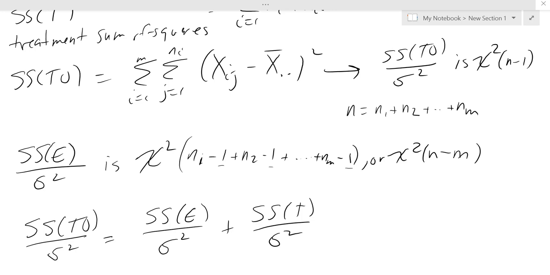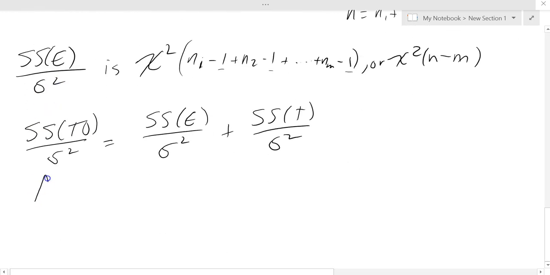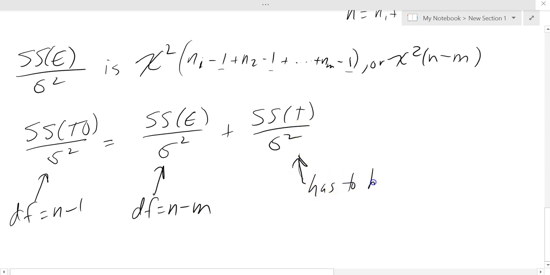So how many degrees of freedom is this going to have to make everything match? M minus 1. Yeah, exactly. This has n minus m, so this will be n minus 1. Can you say that again? Yep. This degrees of freedom is n minus 1, this degree of freedom is n minus m, so this one will have to be m minus 1.